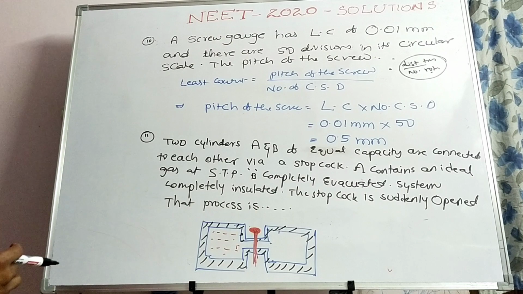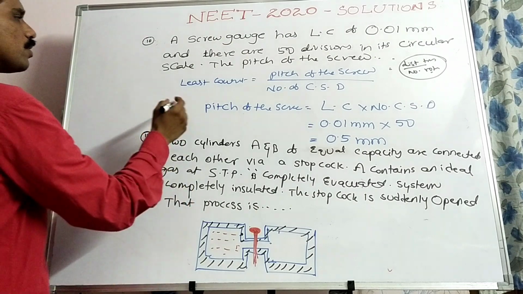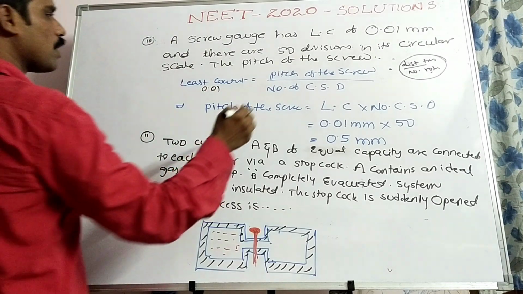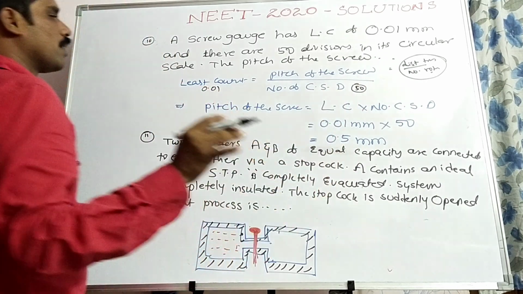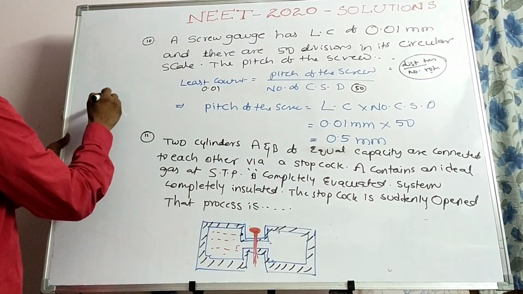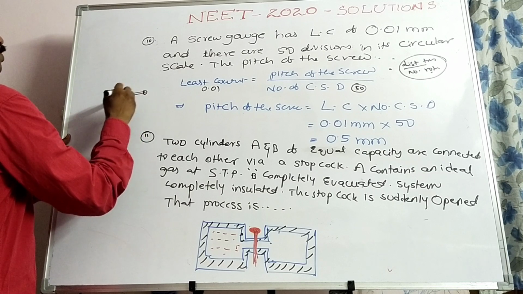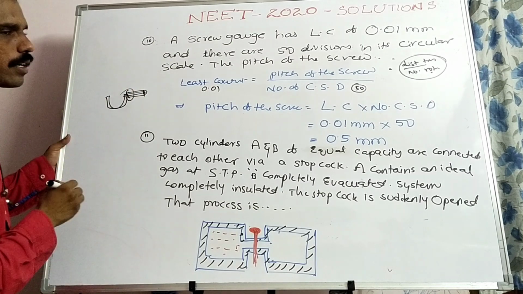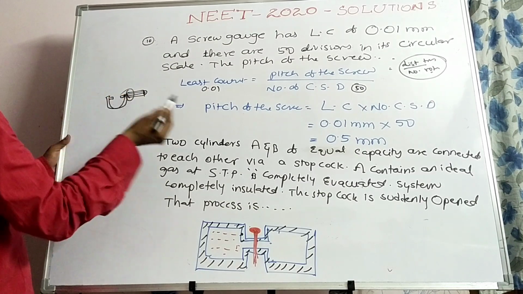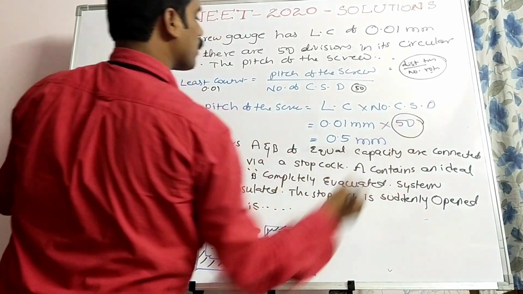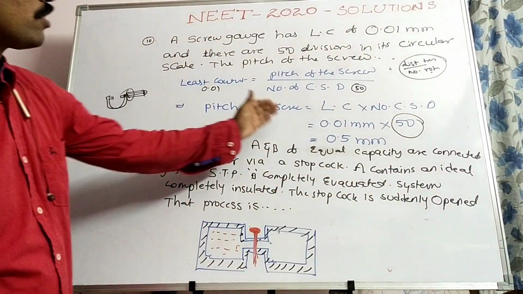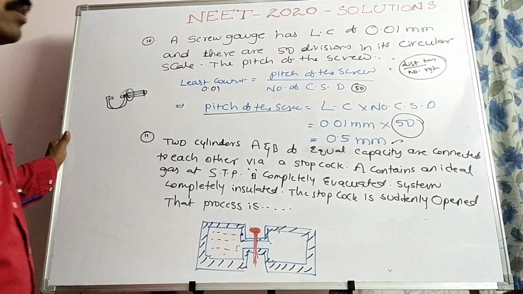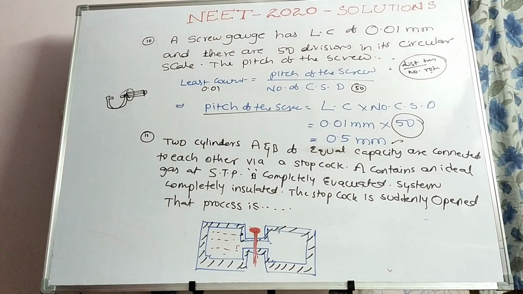Of course, it's not necessary here now. Why? Because we are provided with 0.01 millimeter least count, as well as the number of circular divisions, which is 50. In a standard screw gauge, we will have 100 circular scale divisions, but here in this problem 50 circular divisions are given. So the product of least count and number of circular scale divisions gives the answer, nothing but 0.5 millimeter.